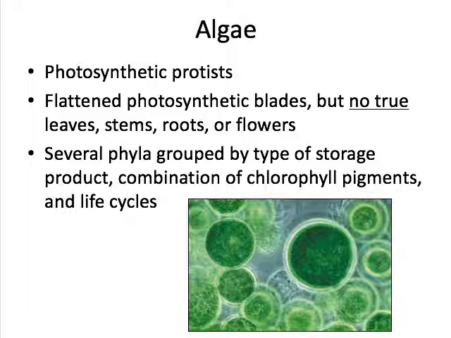So what makes up this algae group? Well, the algae are defined as photosynthetic protists, and they typically have a flattened photosynthetic blade but no real leaves, stems, roots, or flowers. So while they might superficially look like plants, they do not belong to the plants. They do not have the same cells, nor do they have the same tissues.